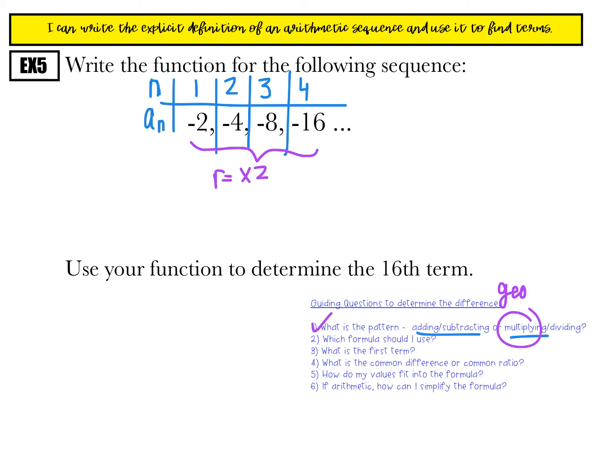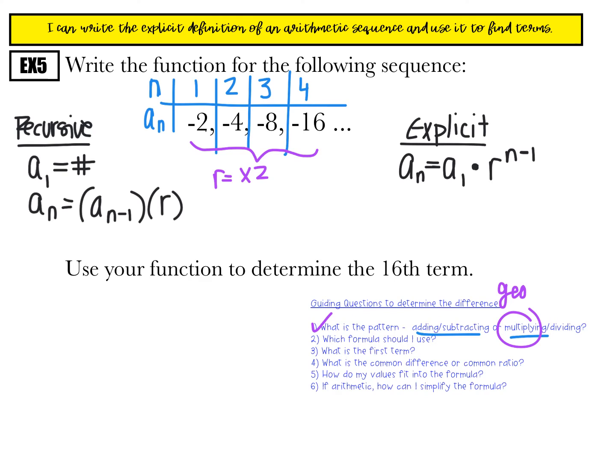So I'm going to write down the recursive and the explicit functions for a geometric sequence. So my recursive, again, is going to be simply, hey, here's where the pattern's starting, and then every value is going to be the previous number times the r value. So in this case, I can go ahead and replace the r. I know it is 2.